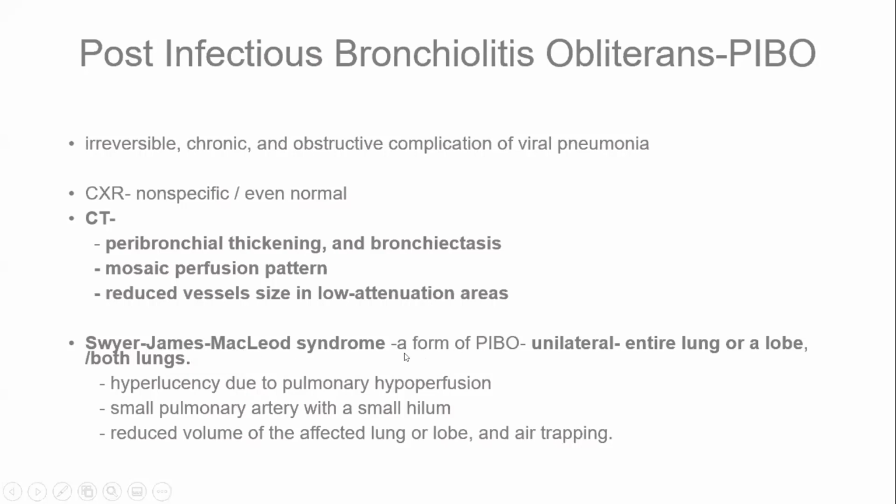Swyer-James or McLeod syndrome is also a form of bronchiolitis obliterans. It can involve one lung. If it is unilateral, it can be the whole lung, or sometimes a lobe, or both lungs can be involved. Again, the involved segment or lung can be hyperlucent due to pulmonary hypoperfusion. Then you will have a small pulmonary artery and a small hilum, and you will see reduced volume in the affected lung with air trapping.